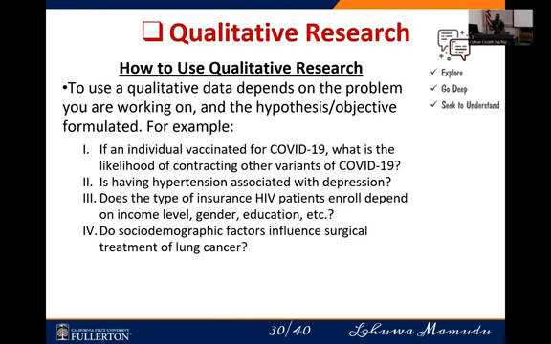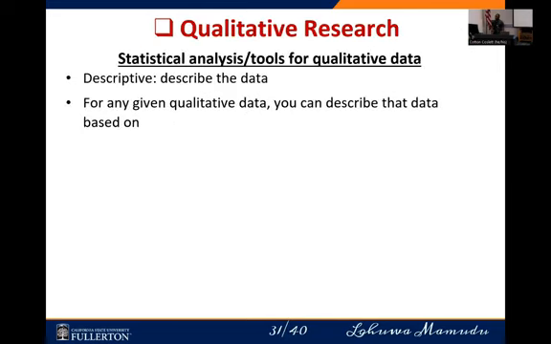And also, do socio-demographic factors influence surgical treatment of lung cancer? So there's also another way to formulate your hypothesis whenever you are doing qualitative research. Then also we have, what factors are associated with heart-related diseases? So we might have heart-related disease, cardiovascular disease, and you might want to know what factors are associated with it. And that is also one way to go about qualitative research to be able to gather your data. Now let us look at some statistical tools for qualitative research.